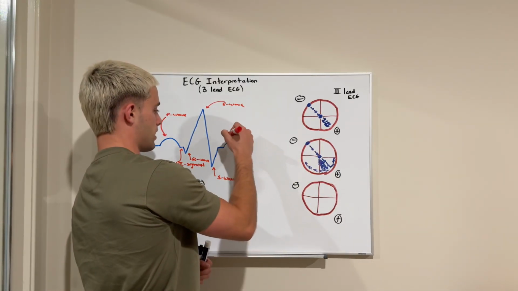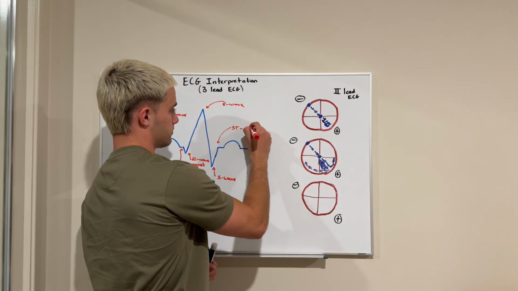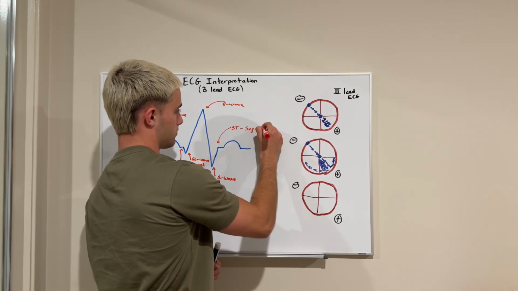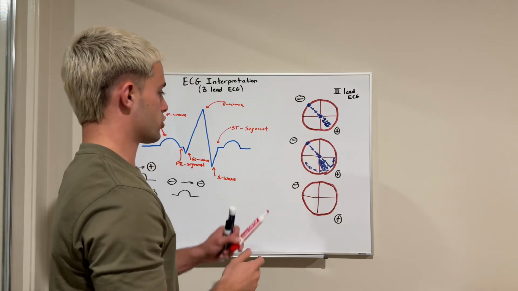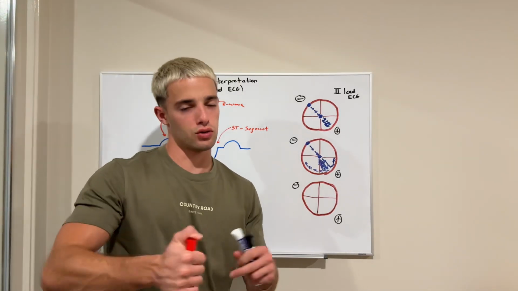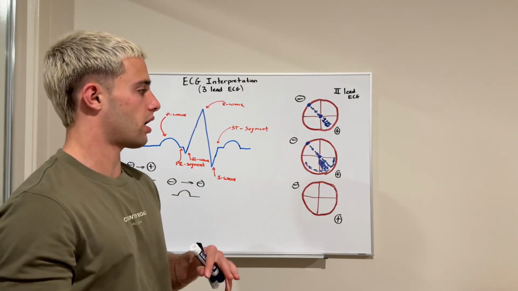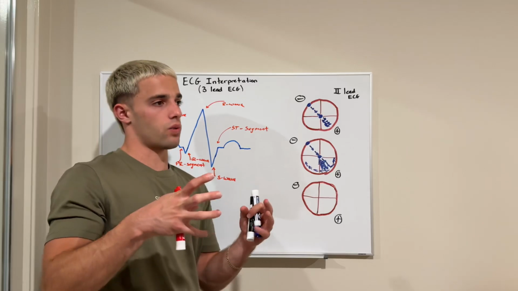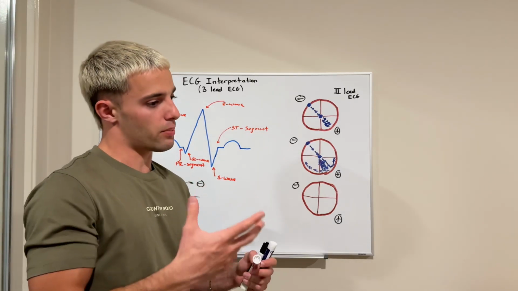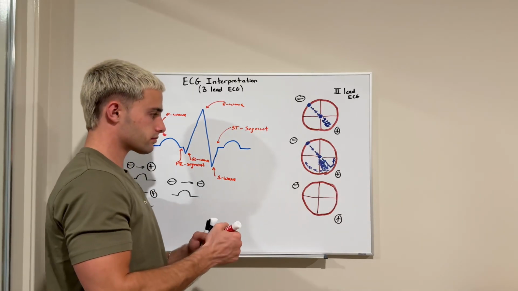Then we get the ST segment. And during the ST segment, everything's depolarized, so everything's just waiting to repolarize. So the heart's contracted, and this is the stage where the heart is just resting. It's just waiting to be repolarized again, so then it can have another contraction, another cardiac cycle.